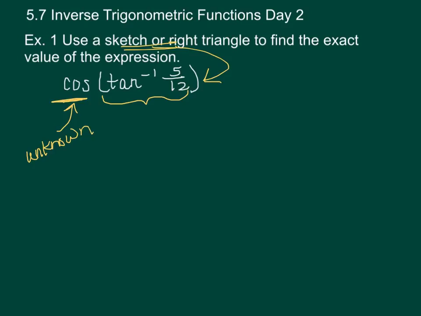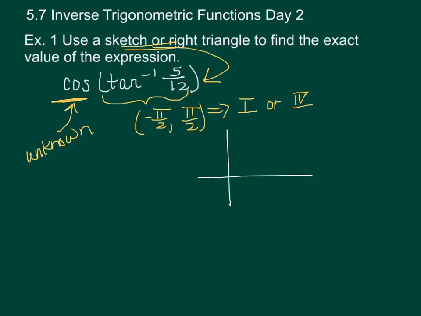So we're doing tangent inverse, which is restricted from negative pi over 2 to positive pi over 2. This means we can only draw our triangle in quadrants 1 or 4. So since it's positive, we're going to draw the triangle in quadrant 1, where theta is always in the middle. And tangent is opposite over adjacent. So 5 is opposite, 12 is adjacent.